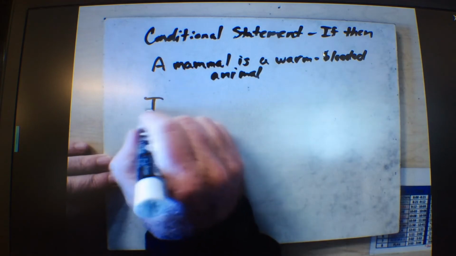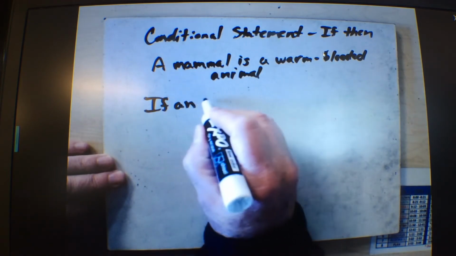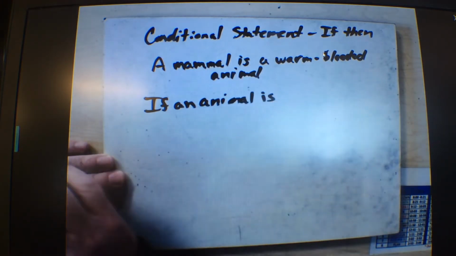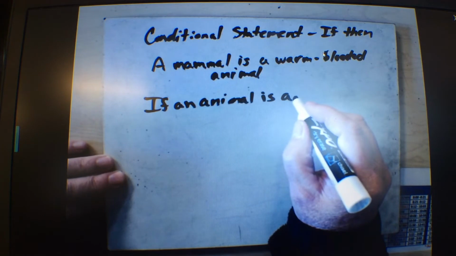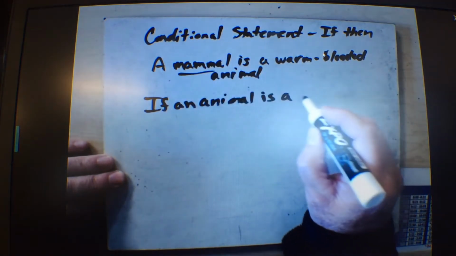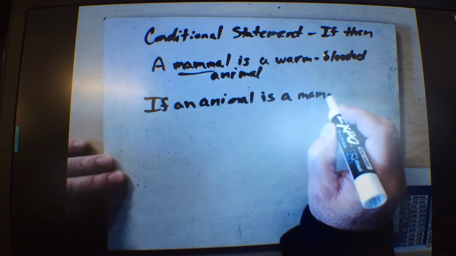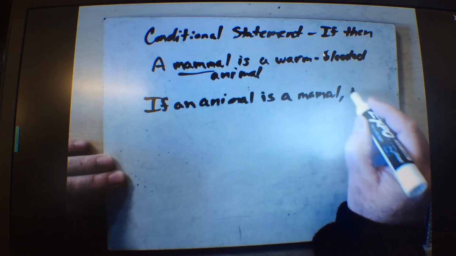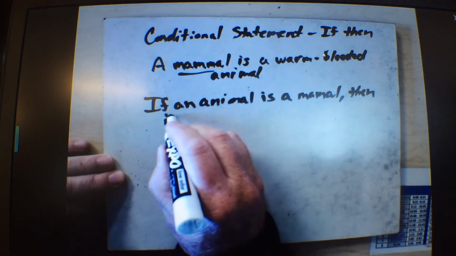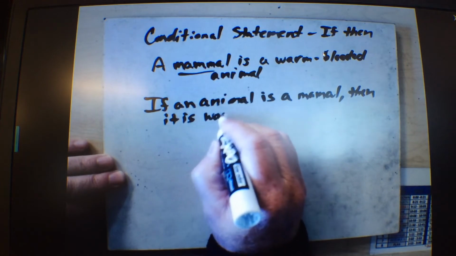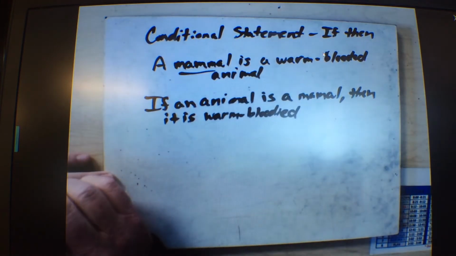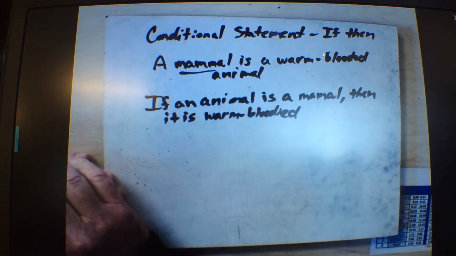If an animal is a mammal first, because the mammal has to go first, right? We want to try to keep it the same. If an animal is a mammal, then it is warm-blooded. Okay, all right, so now we put it in if-then form. If an animal is a mammal, then it is warm-blooded, okay?